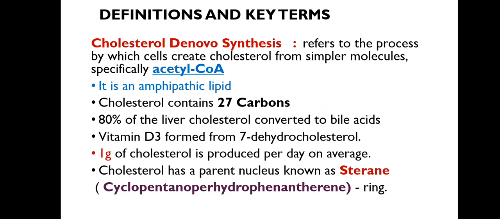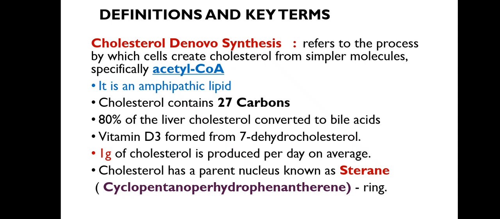So in this particular instance, we're saying cholesterol de novo synthesis. Basically, this refers to the process by which cells create cholesterol from simpler molecules such as what? Acetyl-CoA. If you've been on my YouTube channel, acetyl-CoA is a molecule that you are familiar with by now. So basically, cholesterol de novo synthesis is a process that involves the formation of cholesterol from acetyl-CoA. So that's what we're going to do.